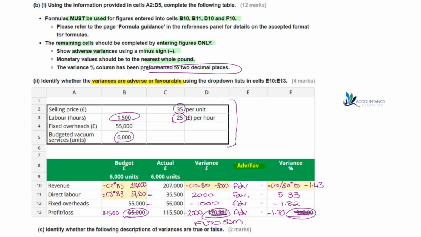So when you're working through, do make sure that you are looking at how you need to format your answers, because a lot of students will lose marks here by continuously putting formulae in, and then you wouldn't pick up the marks for all of the items that you're meant to be adding figures only.